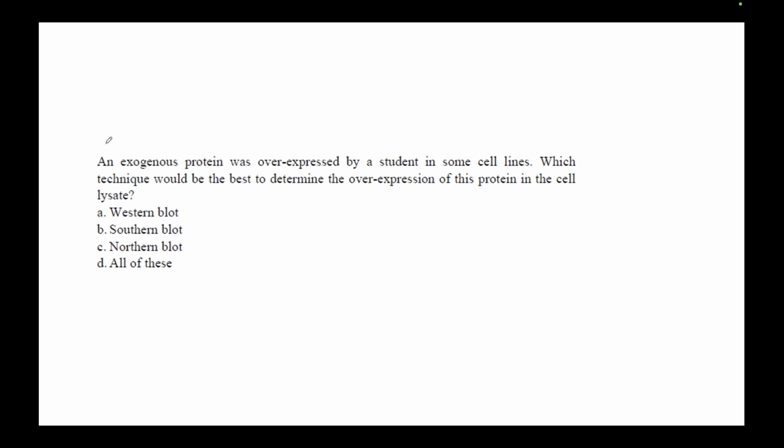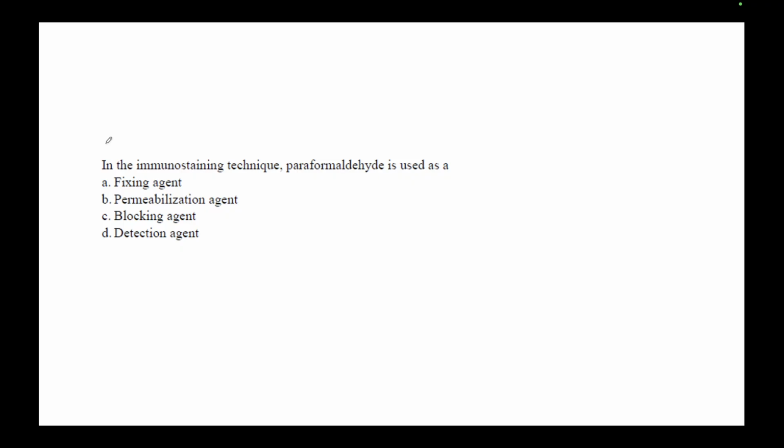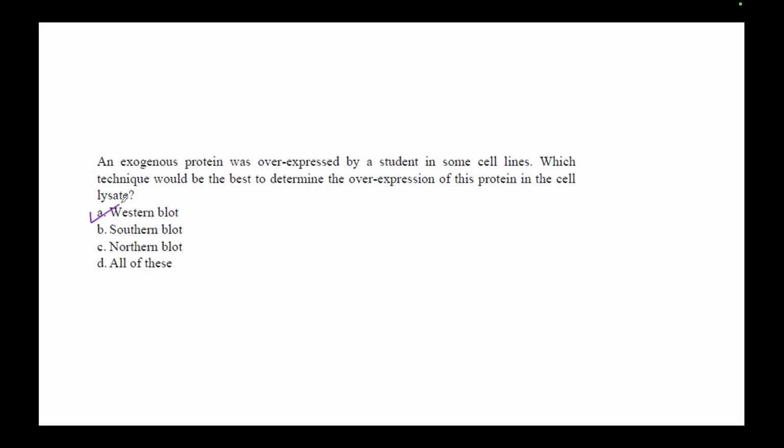Western blot. Yes, Western blot. And what do you detect with Southern and Northern blot? With Southern blot you can detect? Ma'am, Northern blot is for RNA and Southern blot for DNA. Yes, good. So Western blot is the correct option.